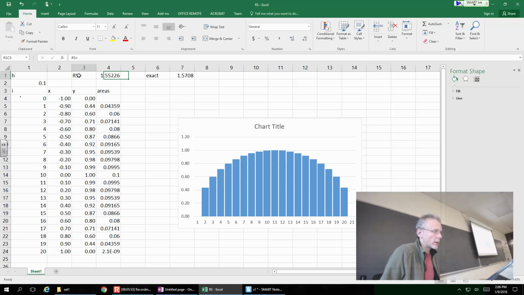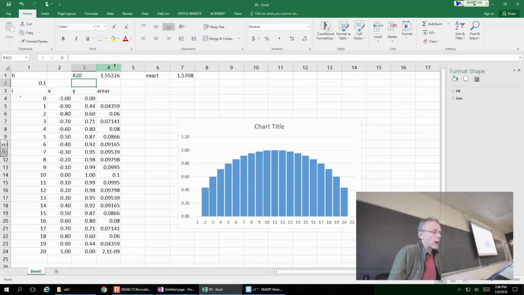Okay, so let's make this specific. This is actually the right-hand Riemann sum with n equal to 20. Well, not 20 points, 20 intervals. It runs from 0 to 20, and that's how we get 21 points and 20 intervals.